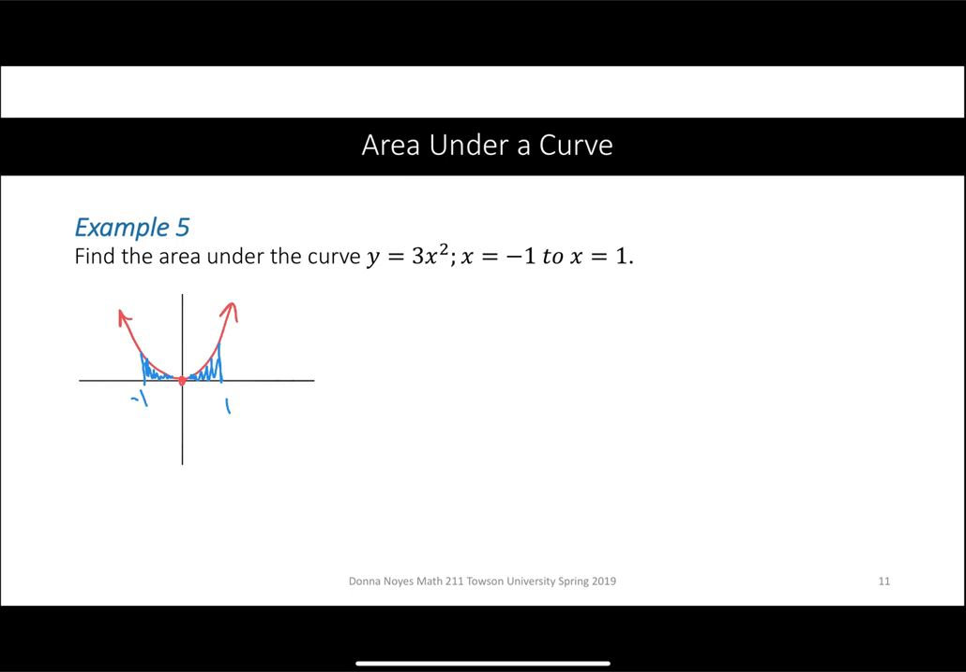So we know then that our area here is going to be the definite integral from -1 to 1 of 3x squared dx. Well, we also know that 3x squared came from an x cubed, and we're going to evaluate it from -1 to 1. Well, that would be 1 cubed minus -1 cubed, or 1 plus 1. Our area here would be 2 square units.